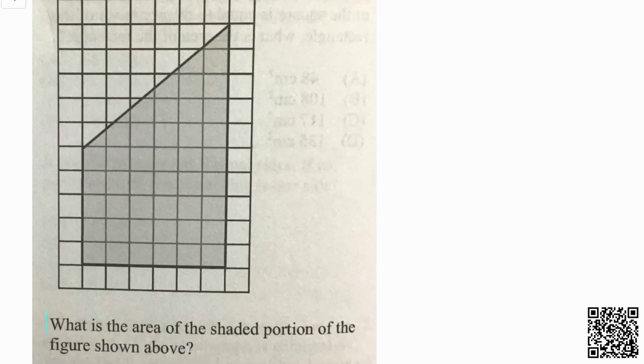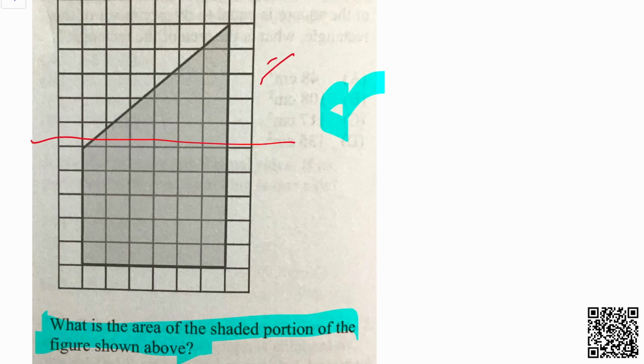So our first question today is, what is the area of the shaded portion of the figure shown above? This is the figure shown above. There are a lot of strategies that you could use for solving this. You could solve the area of the triangle, then solve the area of the rectangle, and add them together. Or you could solve the area of this rectangle here, and then subtract off the area of the triangle. But there's also a more efficient way. And what is that more efficient way?